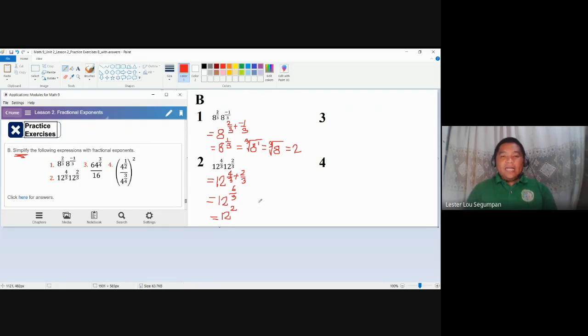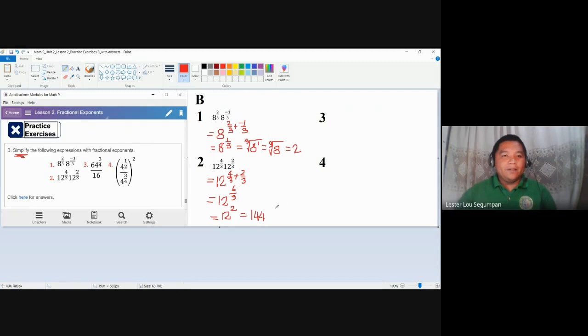But in this problem, we don't need to transform it into a radical expression anymore because the exponent is an integer, not a fraction. So simply get the square of 12, which is 144. And that is our answer for number two. It doesn't necessarily mean that every time we will be using all laws, including the transformation law. We will be using them if they are needed.